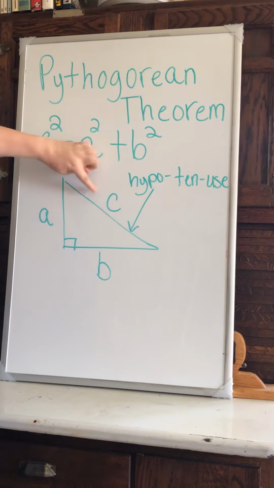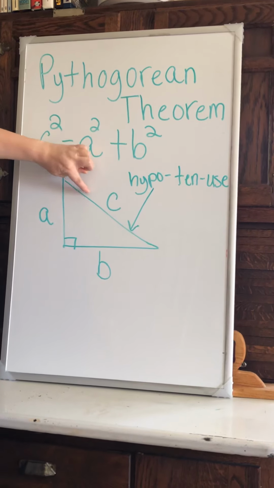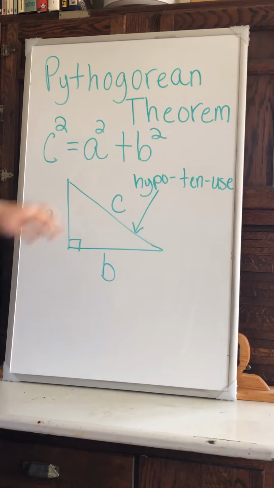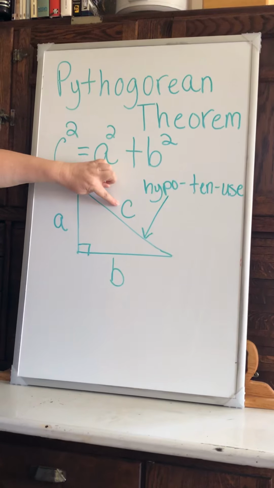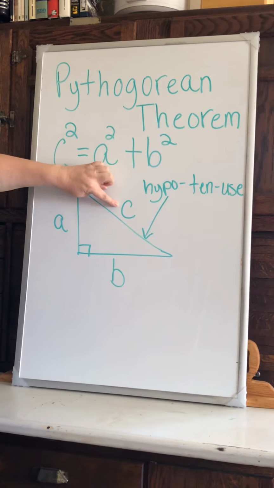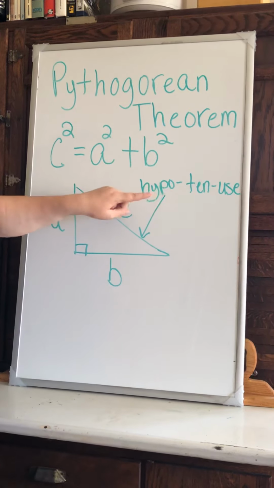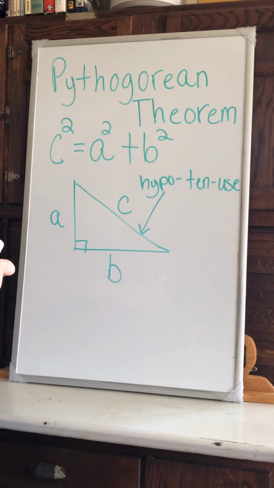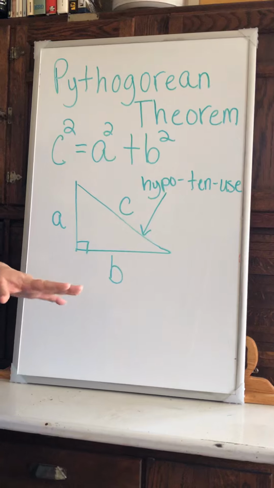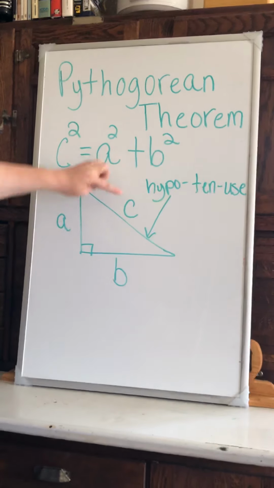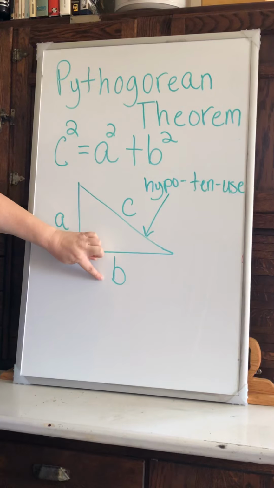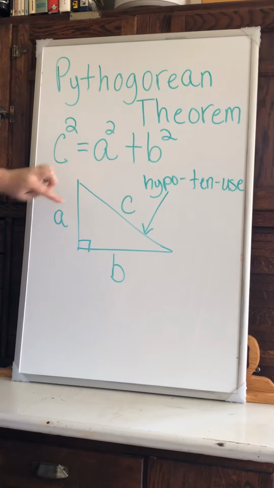But this side right here, this is the longest side out of all three sides, and it's slanted, and this is always going to be side C. Now this side is called the hypotenuse. So you can spell it hypotenuse, okay? So whenever you find your answer, just remember C is always going to be the bigger answer. C is going to be bigger than B, C is going to be bigger than A, okay?